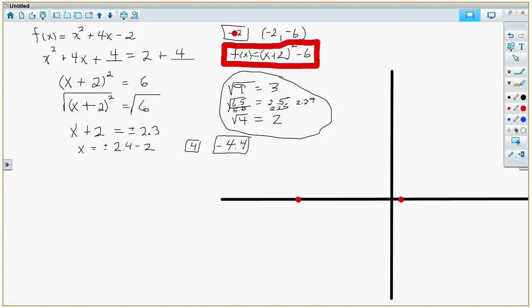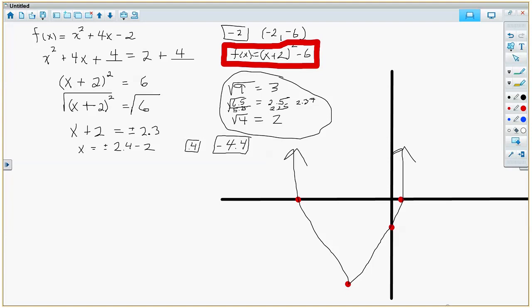The y-intercept is negative 2. 1, 2. And our vertex is negative 2. 1, 2. Negative 6 is down here somewhere. And there is your parabola. Don't laugh at my mouse-written parabola, unless you can do a mouse parabola better than this.